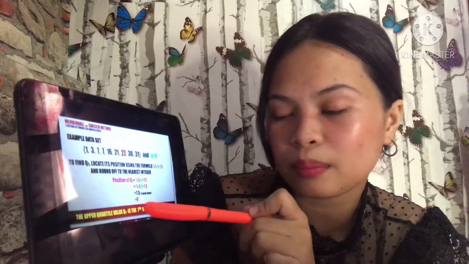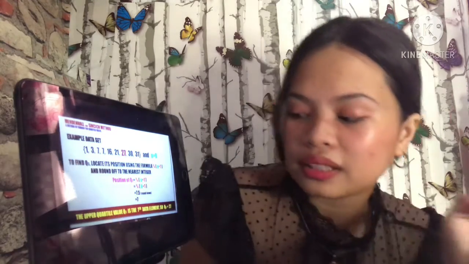Again, n is 9. Why 9? Because our data set has 1, 2, 3, 4, 5, 6, 7, 8, 9. So, 9 plus 1. That 1 is automatic. 9 plus 1 is equal to 10. Times 3, divide by 4. So the answer is 7.5. Then we round down, so the answer is 7. The upper quartile value, quartile 3, is the 7th data element. So, quartile 3 is 27.